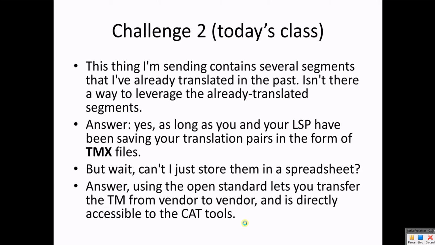So this thing I'm sending contains several segments that I've already translated in the past. Isn't there a way to leverage the already translated segments? Answer, yes, as long as you and your localization service provider have been saving your translation pairs in the form of TMX files. In other words, save your translation memory in a file format that we can use. But wait, can't I just store them in a spreadsheet? Answer, using the open standard lets you transfer translation memory from vendor to vendor, and it's directly accessible to the computer-aided translation tools.